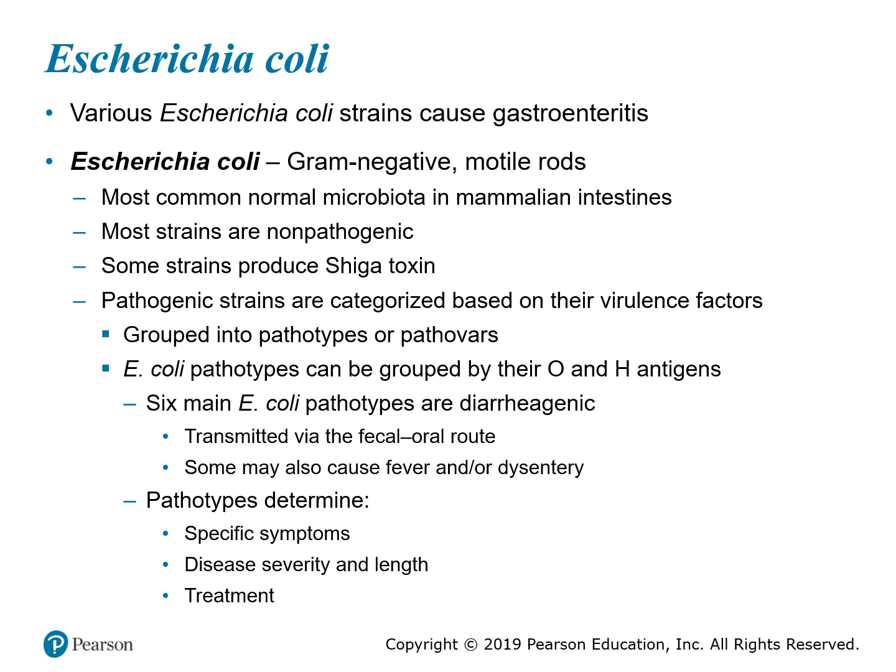and these are actually grouped into pathotypes or pathovars, and so you're looking at the O and H antigens. So you have 6 pathotypes of E. coli that are transmitted fecal-oral, and then with these pathotypes, they can vary with symptoms, disease severity, the length of infection, and how you treat them.